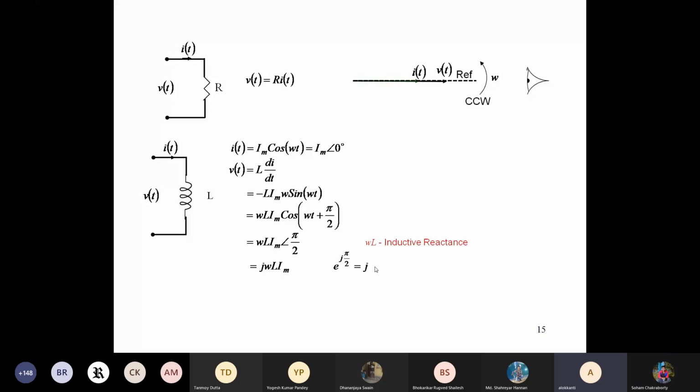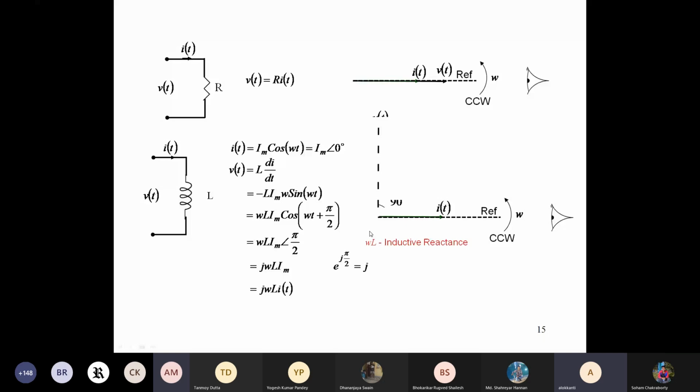If you draw the phasor, this j, this Im angle 0, so it is j omega L Im. So what it actually means is, if you draw the phasor, where is your current? Im angle 0, that is on the reference line. And where is this voltage? Voltage is ahead of the current by pi by 2, leading by 90 degree.